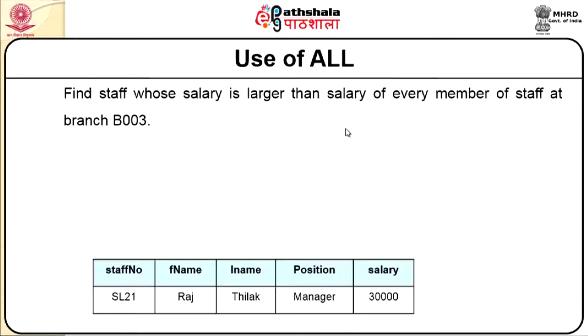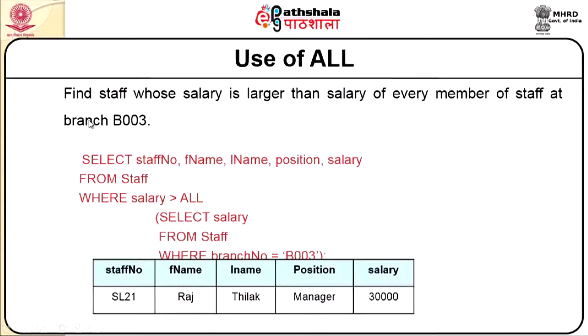Now we look at the use of the ALL operator. Find staff whose salary is greater than the salary of every member of staff at branch B003. So anybody who holds a salary greater than that of every other member of staff at branch B003. SELECT staffNo, fName, lName, position, salary FROM Staff WHERE salary > ALL with the nested subquery (SELECT salary FROM Staff WHERE branchNo = 'B003'). So the resultant is this.